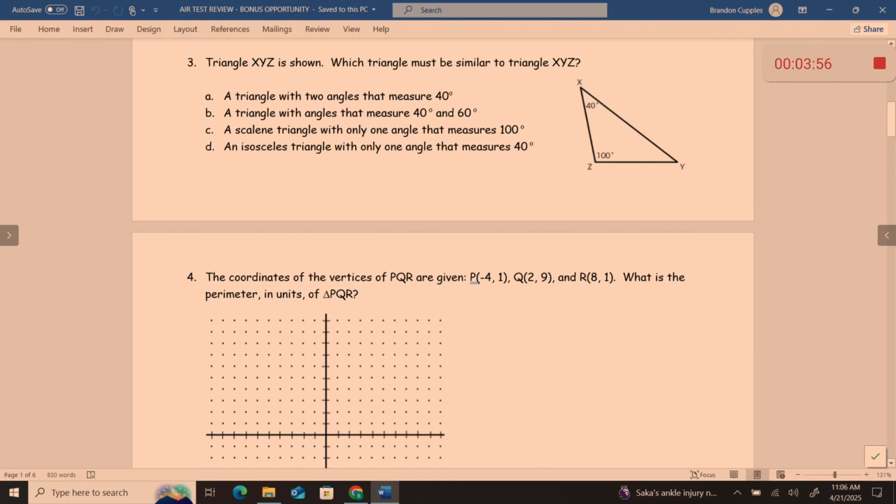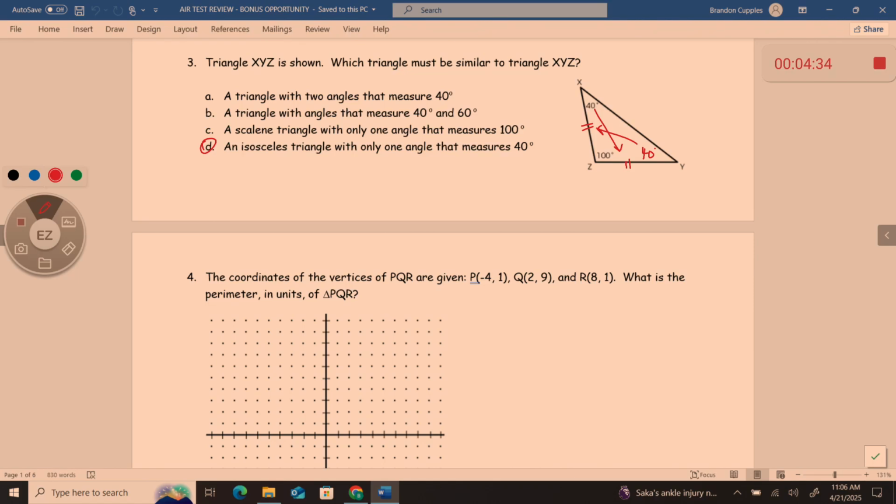Triangle XYZ is shown. Which triangle must be similar to triangle XYZ? Remember, the corresponding angles have to be congruent. So here's what I'm thinking. If I go ahead and add these two angles up, that gives me 140. The last angle has to be 40 degrees. What's that tell me? The triangle has to be isosceles because remember, when the base angles are congruent, the sides opposite have to be congruent. So, yeah, I'm thinking D right now. An isosceles triangle with only one angle that measures 40 degrees.